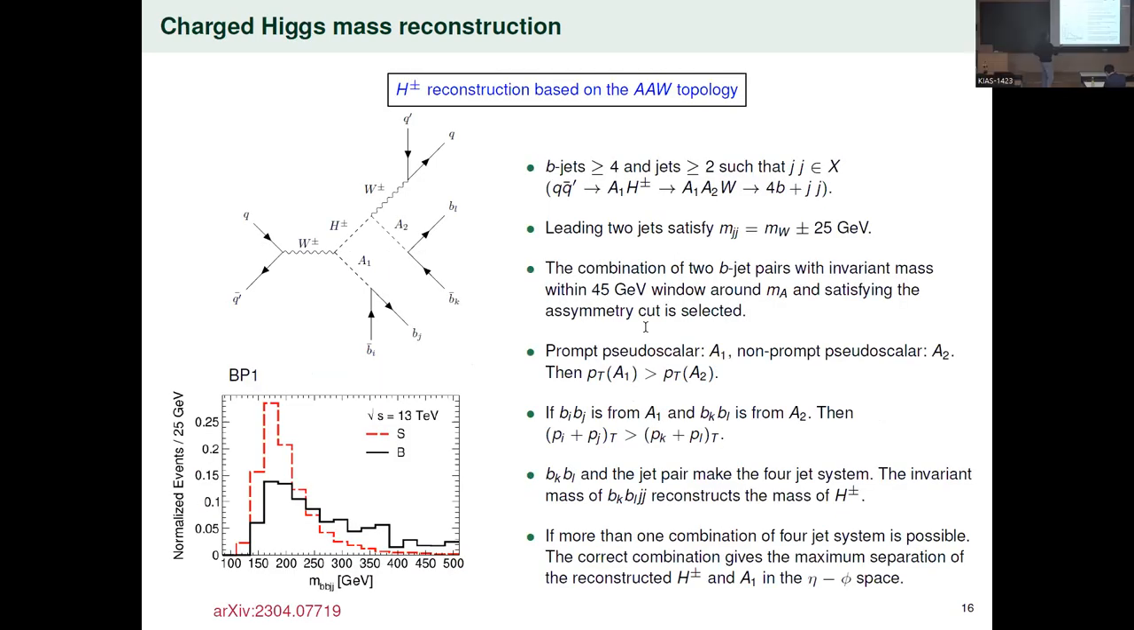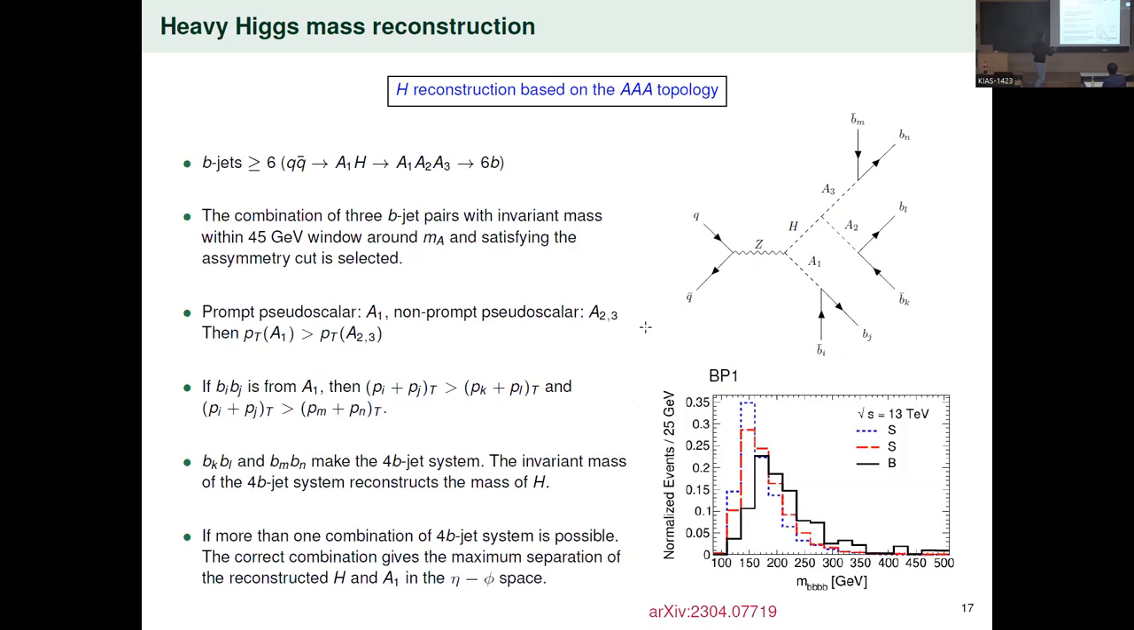Okay, so the charge reconstruction is done based on the AAW topology. Now we have to reconstruct the other Higgs, the heavy Higgs. This is done based on the AAA topology. If you look at the Feynman diagram for the AAA, we have this pseudoscalar A1, which is produced in association with this heavy Higgs.